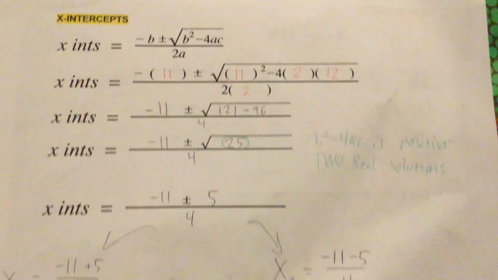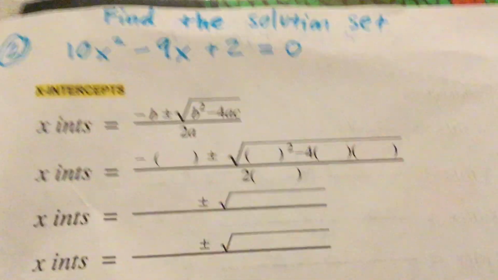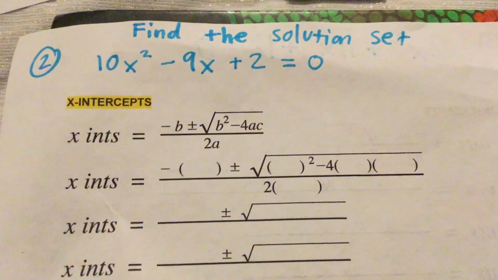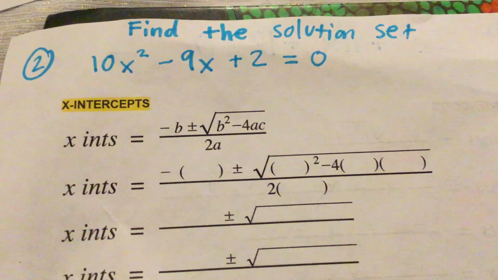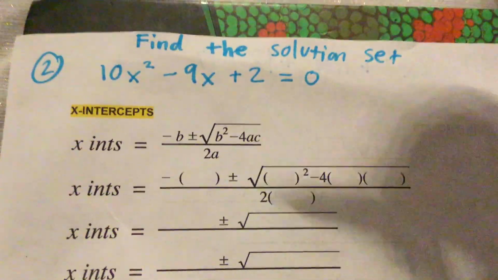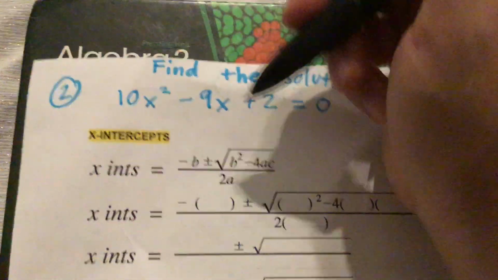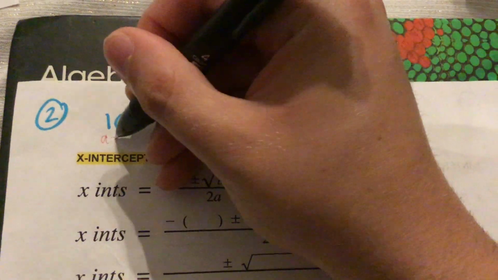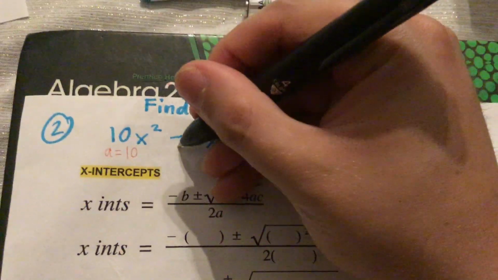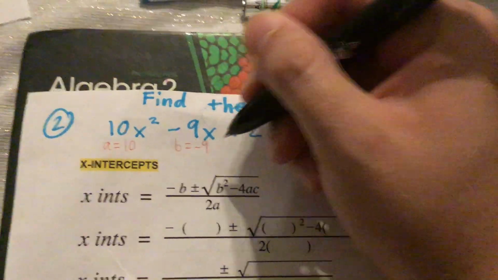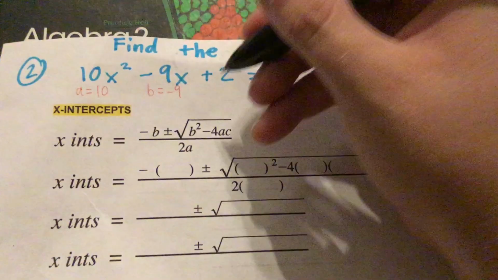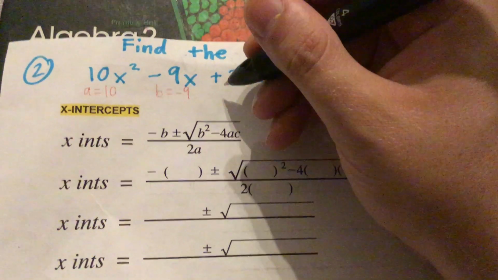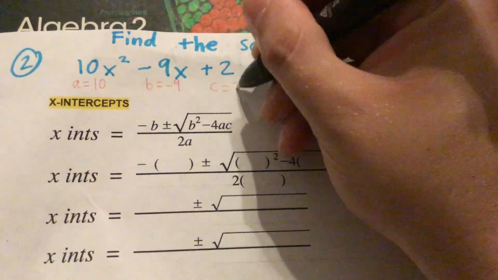All right, moving on to problem number 2. Find the solution set for 10x squared minus 9x plus 2. Okay, so once again, we could use quadratic formula, or we can figure out what multiplies to AC and adds to B, and then split the middle term, and then factor by rectangle. But personally, if something's going to take forever, I'd like it to be the sure shot of the discriminant test. So A equals 10, B equals negative 9, and C equals 2.